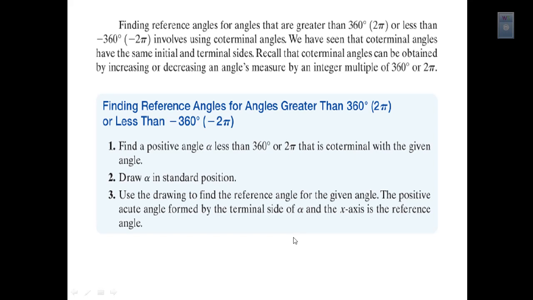Now, finding reference angles that are greater than 360 degrees, or 2 pi, or less than negative 360 degrees, negative 2 pi, involves using coterminal angles. So you're going to add or subtract 2 pi or 360 to get a coterminal angle between 0 and 360, and then use the 3 rules that we know for quadrants 1, 2, and 3. So to find a reference angle for big angles or small angles, get a coterminal angle from 0 to 360, and then use that to find out what your reference angle is.